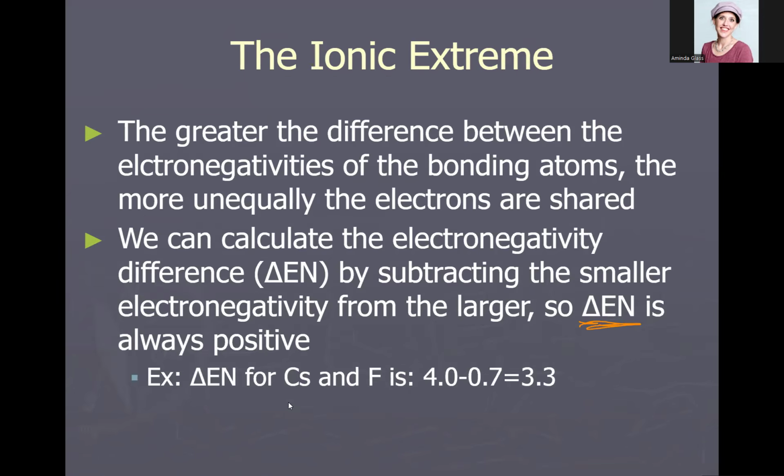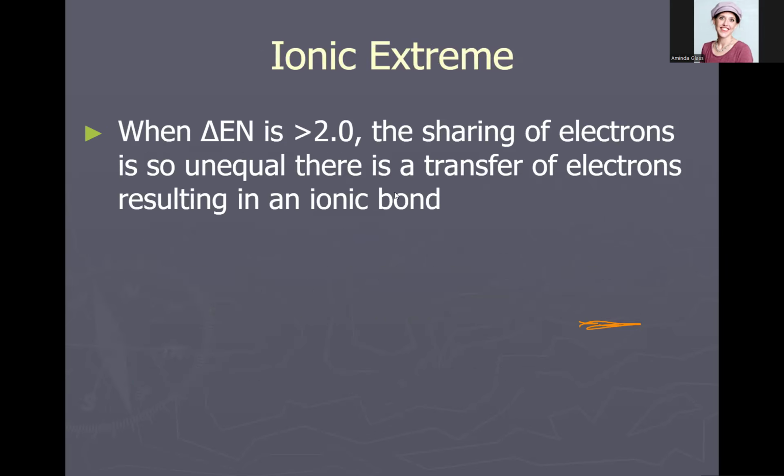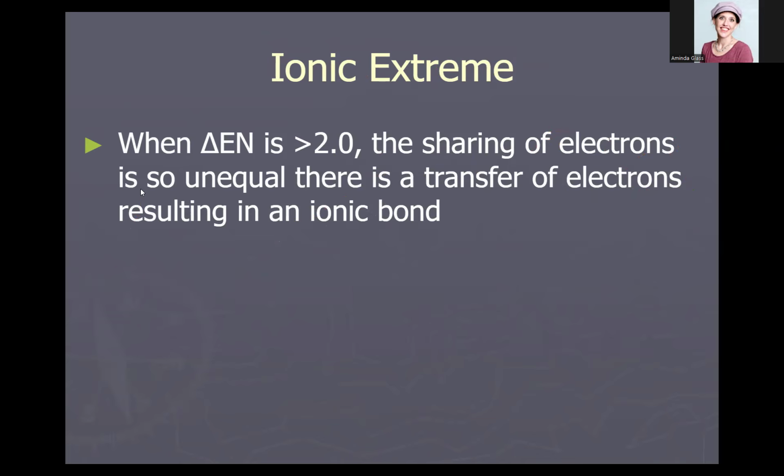So the electronegativity difference for cesium and fluorine, forgive me, is 4.0 minus 0.7, which is 3.3. So this is an ionic bond. Now, when the electronegativity difference is greater than 2.0, the sharing of electrons is not even possible. So there's a complete transfer of electrons, and that's whenever you get your ionic bond.